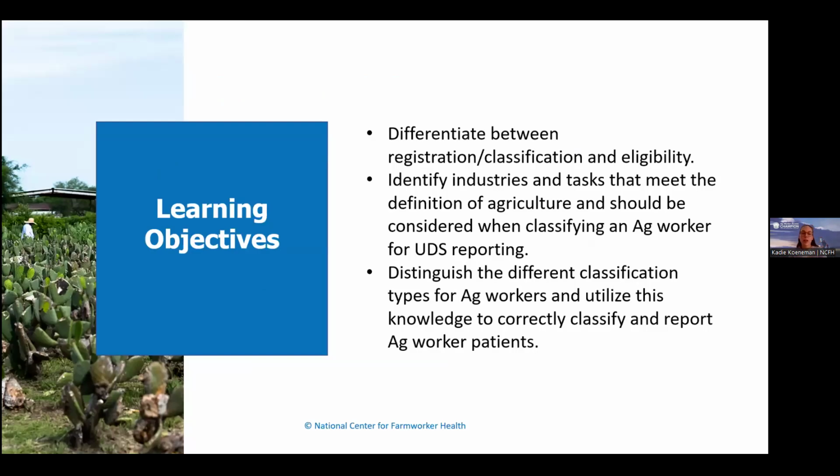Today we're going to be covering three main learning objectives. By the end of this session, you'll be able to differentiate between registration and classification versus eligibility. You'll be able to identify industries and tasks that meet the definition of agriculture and should be considered when classifying an agricultural worker for your UDS reporting. And you'll be able to distinguish the different classification types of agricultural workers and utilize this knowledge to correctly classify and report ag worker patients.